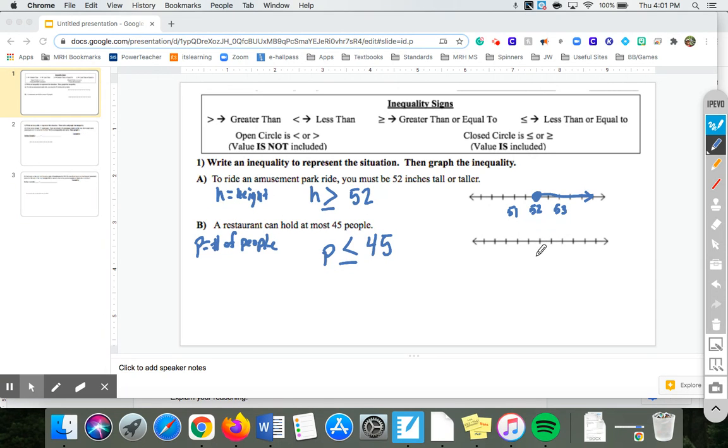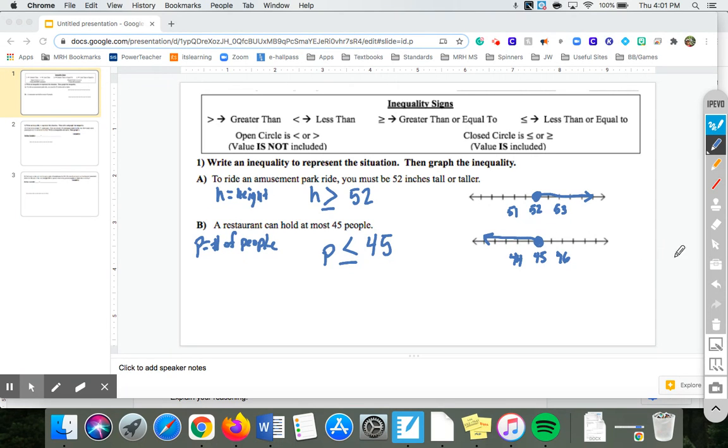So again, for this one, I put 45, I put 46, 47, and so on, and then 44, 43 to the left. So my point would go on 45. It is again a closed point because it is or equal to. So that means that 45 is included in our possible solutions. And my arrow would be going to the left, which is where the smaller values, the lesser values, are.